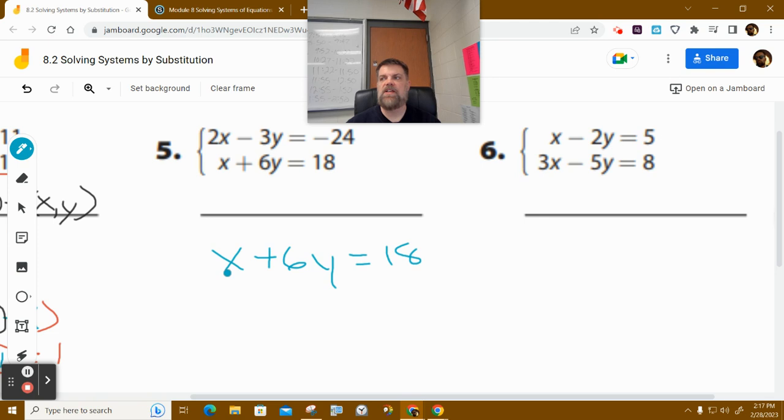Raise your hand if you know what I got to do to get X by itself. Well, that doesn't get X by itself. If I want to get X by itself, I need to move the 6Y. Someone else got a suggestion? Yeah, we're going to subtract 6Y. Whatever we do on one side, we do to the other. Well, bam, with the bacon sizzle. These cancel. I get X equals negative 6Y, positive 18.